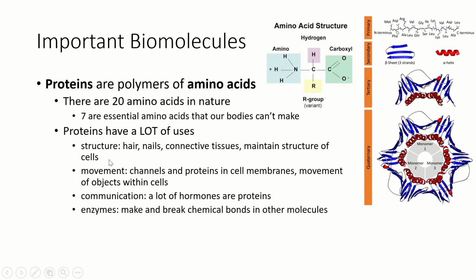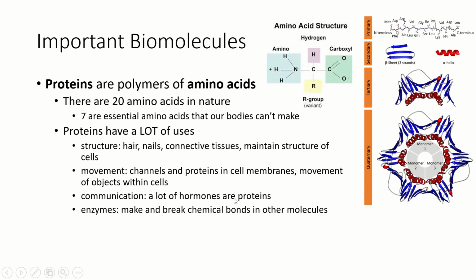Proteins are really, really important. They give structure. So our hair and nails are actually made out of the same protein called keratin. Our connective tissues are made up largely of collagen and elastin, which are both proteins. The structure of cells themselves is going to be maintained by a cytoskeleton that's made up of protein strands. Moving things in and out of cells is going to happen with proteins shaped like channels or pumps that actually transport things across the membrane. Also, moving things within the cells is going to require changing the shape of protein molecules.